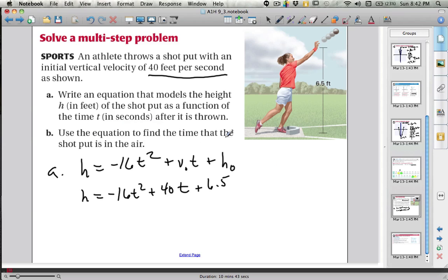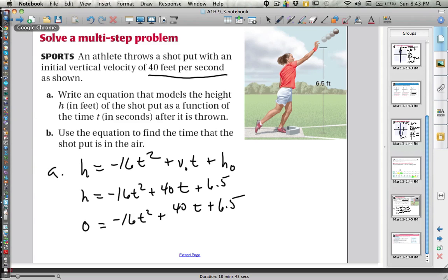And if we want to use the equation to find the time that the shot put has been in the air, then I know that when it lands, the height is 0. So this is the time it takes to land on the ground. So I have negative 16t squared plus 40t plus 6.5. And there are a lot of different ways I could go about this. I haven't done this yet, so what I'm going to do is show you what it would look like if I solved this with Desmos.